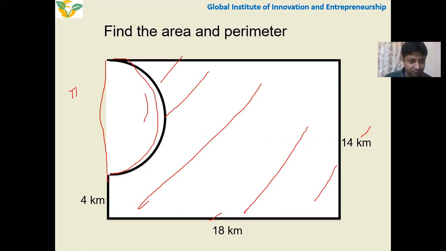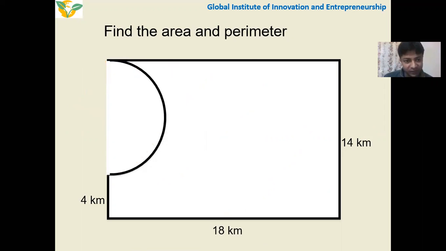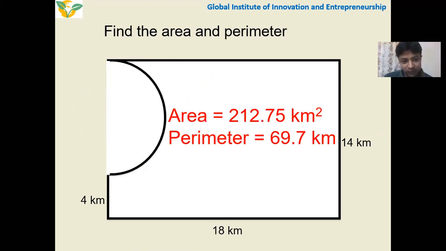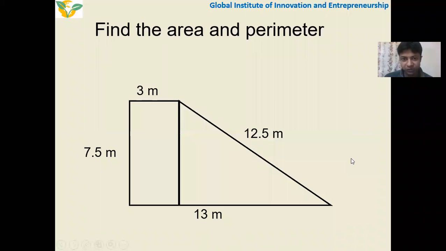What is the area of this half circle? Area of a full circle is pi r square, and for a half circle it will be divided by 2. So by using this formula and subtracting the area of this half circle, you will get your result. Area will be 212.75 kilometer square, and perimeter is 69.7 kilometer. Here all the units are given in kilometer. If something is in meter, then you have to convert either meter to kilometer or kilometer to meter. Means the unit should be the same.